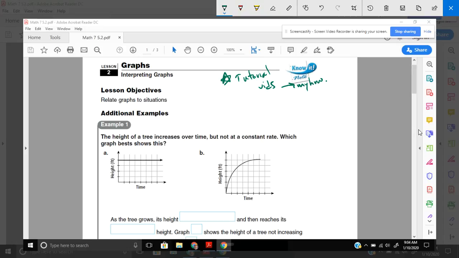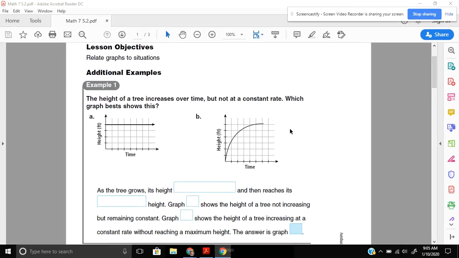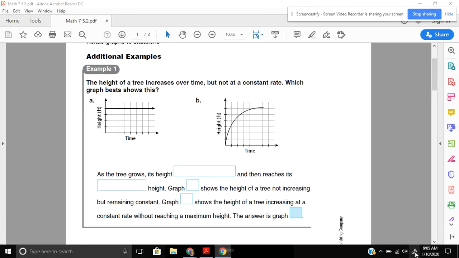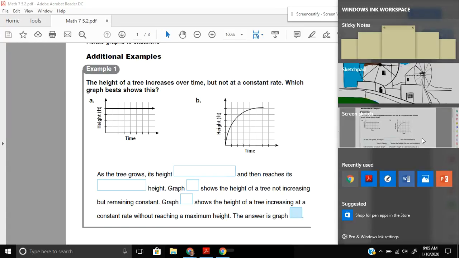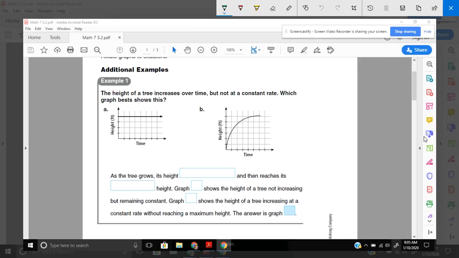All right, let's look at our first example here. Actually, I'm going to scroll down a little bit. Give me a second. Here we go. The height of a tree increases over time, but not at a constant rate. Which graph best shows this?